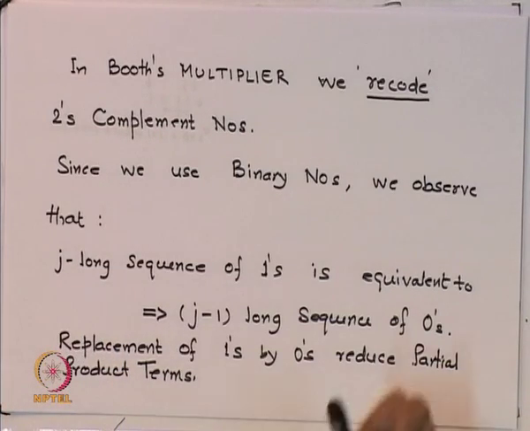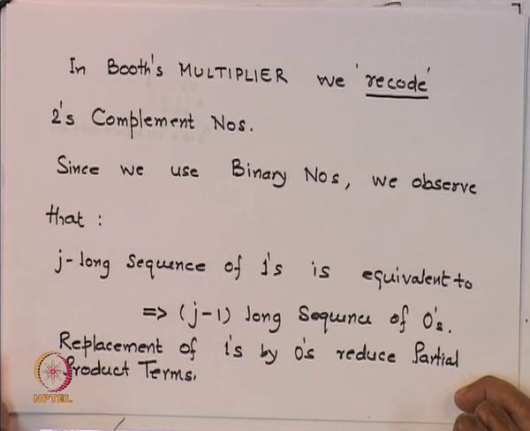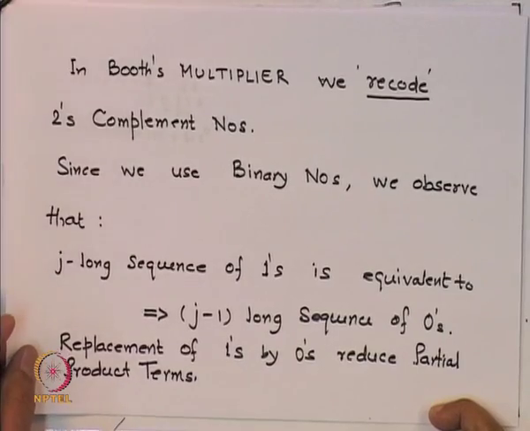The sequence of 1's can be converted into a sequence of a larger number of 0's, and therefore, reduces the partial products. And since the partial product terms are fewer, the time taken to add them will also be smaller. So, this is basically the principle, or the need, of recoding. And that is what Booth, way back in 1900 odd, first suggested is mathematically possible because of this law that a j long sequence of 1's can be equivalent to a j minus 1 long sequence of 0's. And using this theorem, Booth arrived at an algorithm for additions.